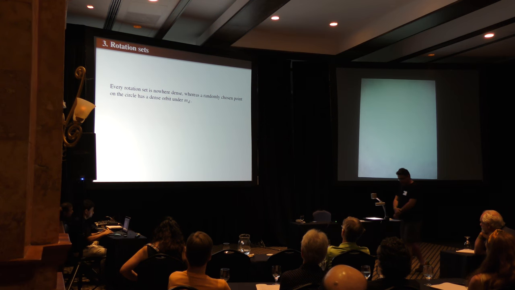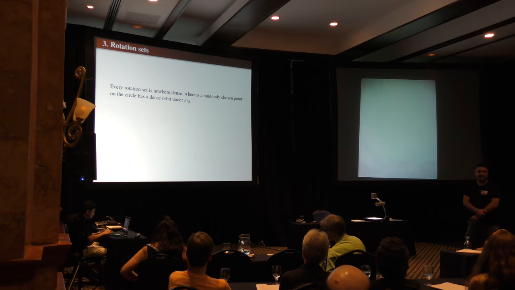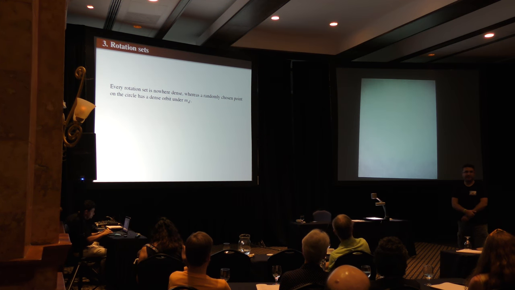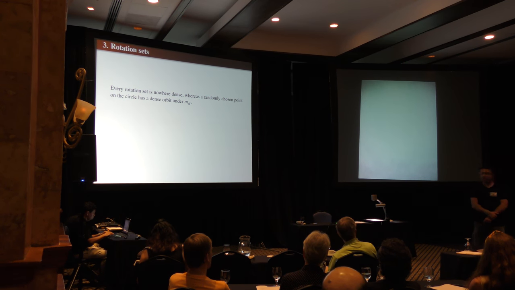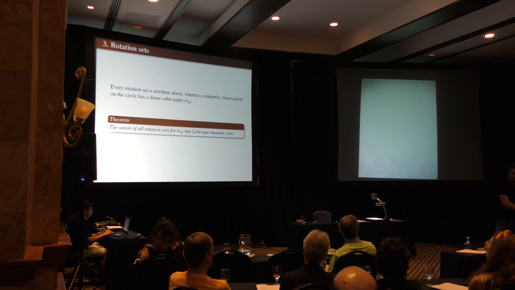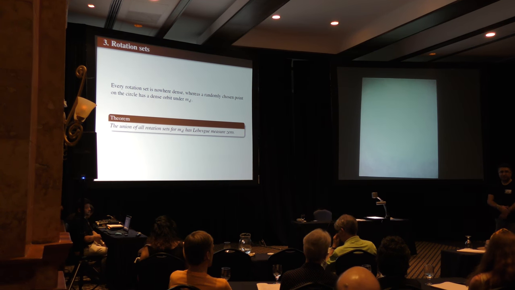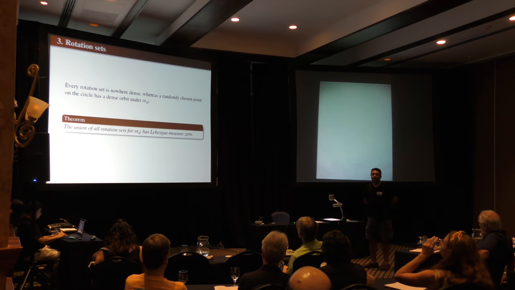Now, we're really talking about negligible subsets of the circle here. Every rotation set is necessarily nowhere dense. It can't have any interior because it's invariant under multiplication by d. Whereas if you pick a random point on the circle, because multiplication by d is ergodic, the orbit of the randomly chosen point is dense. So it immediately follows that the union of all rotation sets of a given degree has measure zero. Not only for a fixed rotation number, but if you consider all of them and put them together, they still have measure zero.